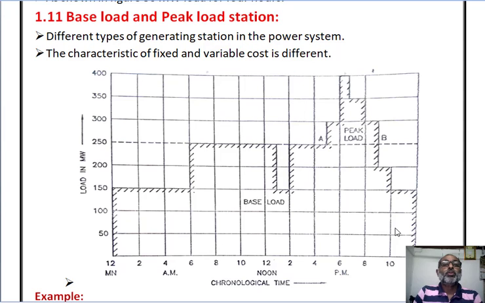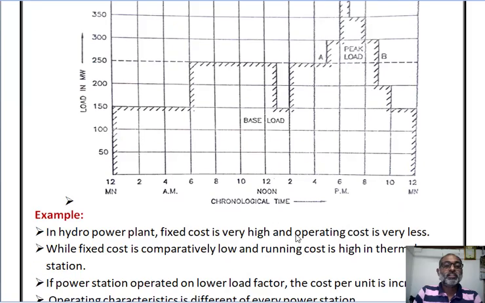Base load and peak load station. Now the different types of generating stations are used in the power system to supply the load. The characteristics of fixed and variable cost are different for the different power stations. So suppose first we will take an example.